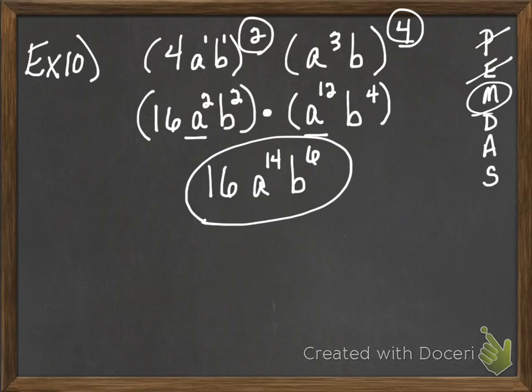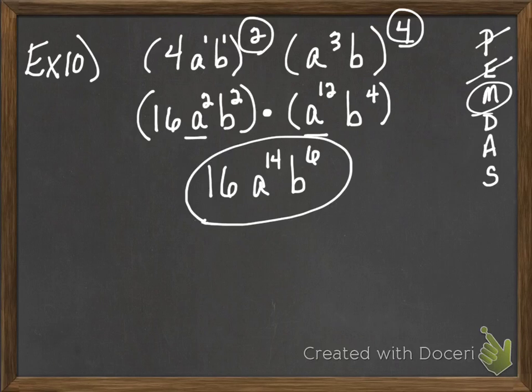All right, so that was a little extra difficult problem because we had to do power to a power first, and then we had to use our product rule where we multiplied by adding the exponents. So that problem was a little bit more difficult. Any questions?